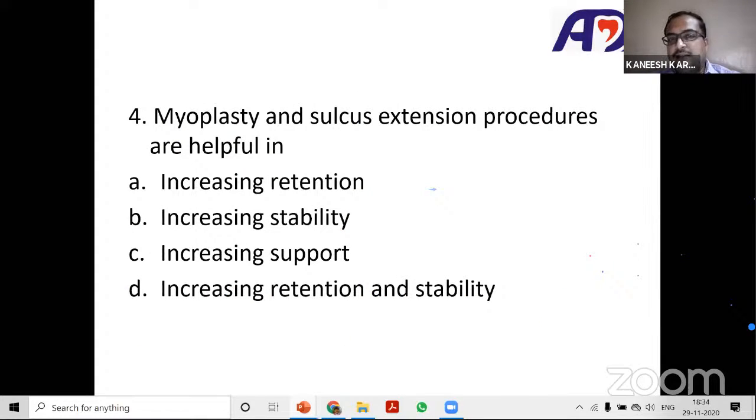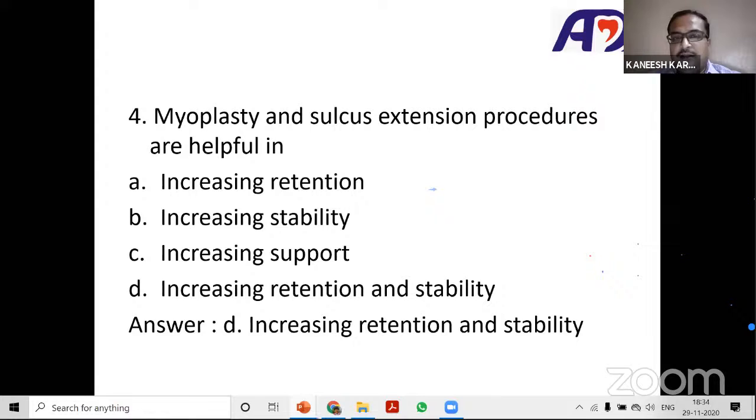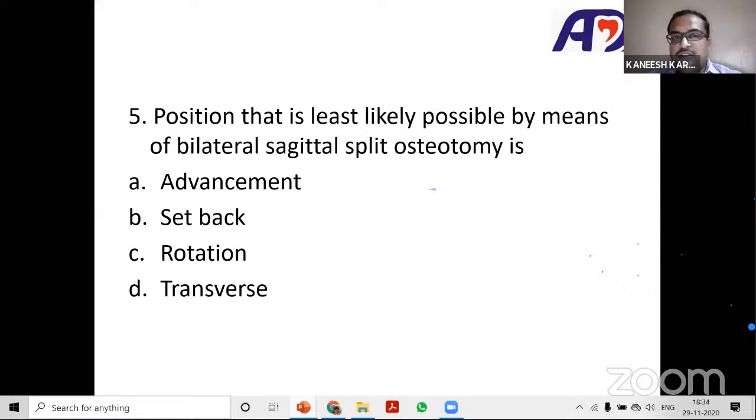Myoplasty and sulcus extension procedures are helpful in increasing both retention and stability. Okay. The position that is least likely possible by means of a bilateral sagittal split osteotomy.